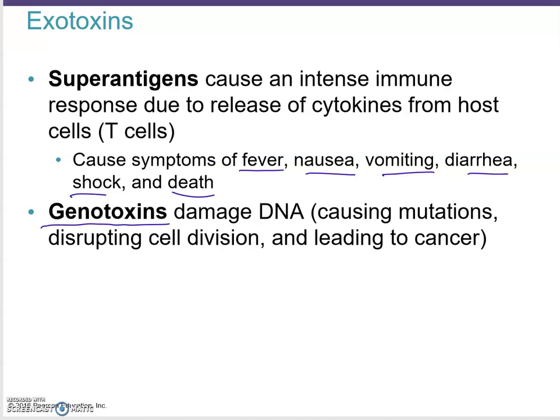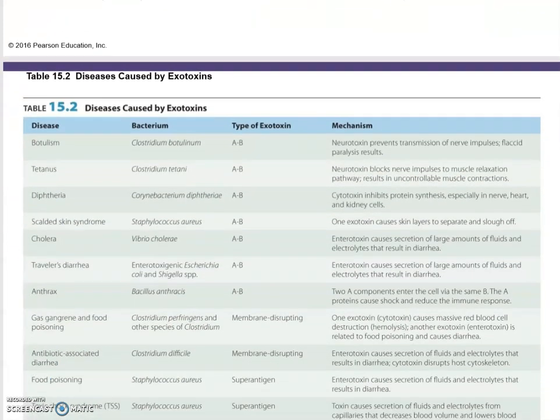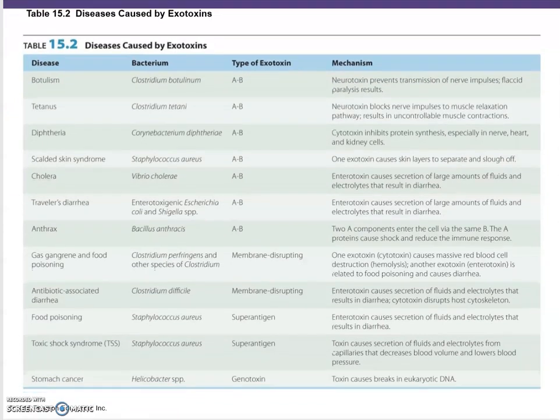Genotoxins damage DNA, they cause mutations, they can disrupt cell division and also lead to cancer. So here is a selection of different diseases that are caused by exotoxins, and so you should definitely take a look at some of these here. The first three are very important for you to know: botulism, tetanus, diphtheria. They're all caused by AB exotoxins released from the bacteria listed here: Clostridium botulinum, Clostridium tetani, Corynebacterium diphtheriae.